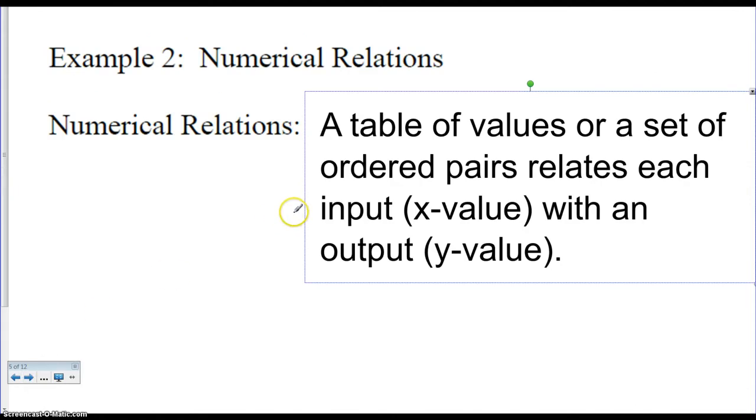Now let's look at another one. It's a numerical relation. It's a table of values or a set of ordered pairs. Each relates each input x value with an output y value. So let's look at some examples.